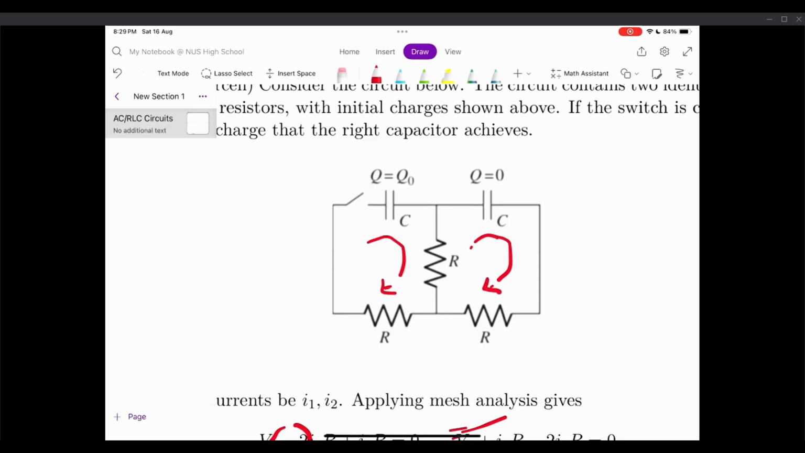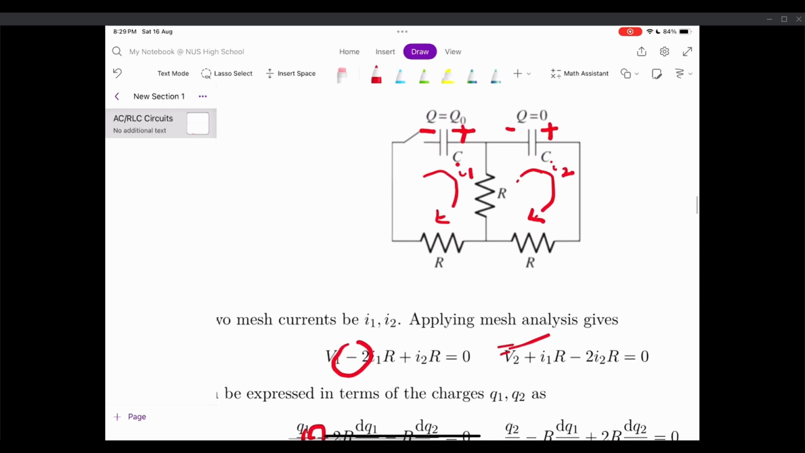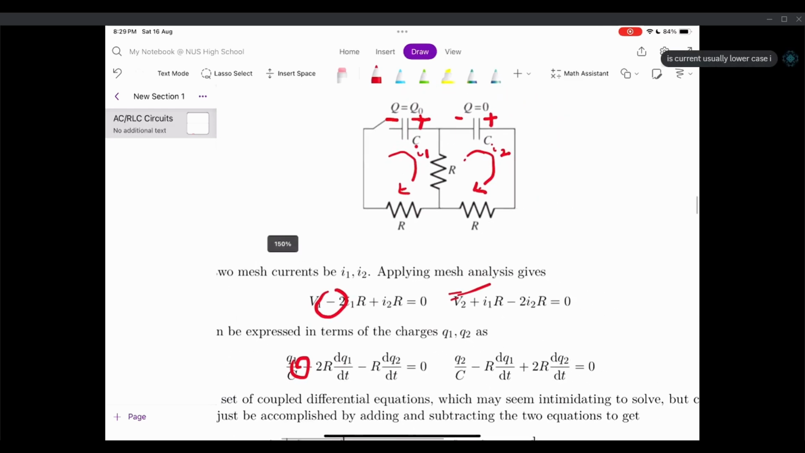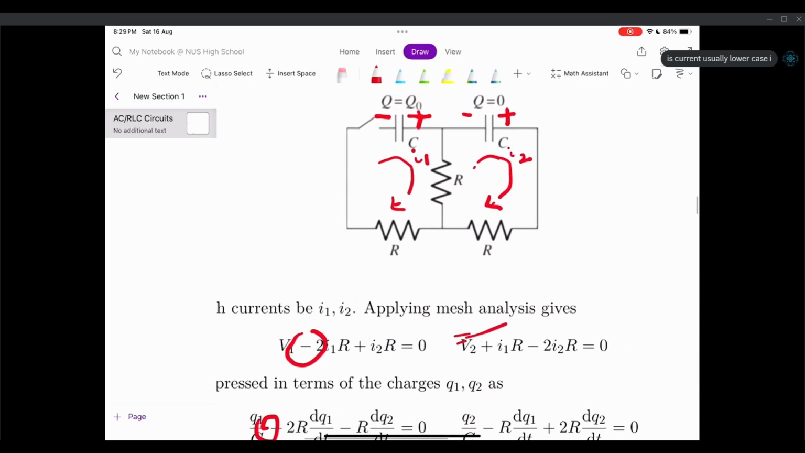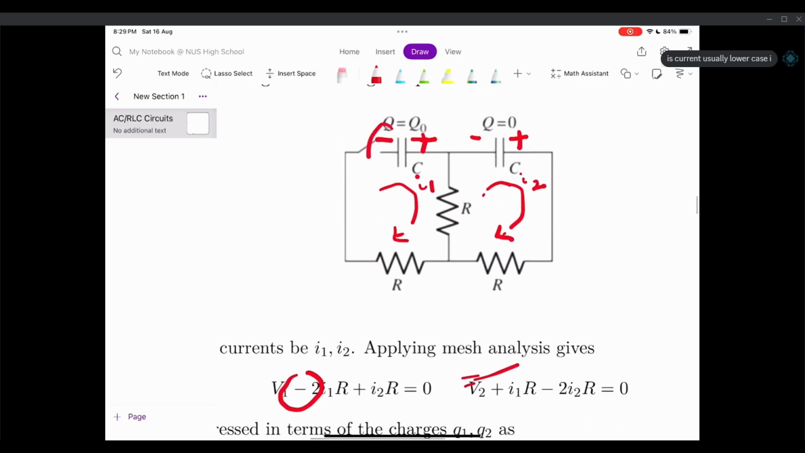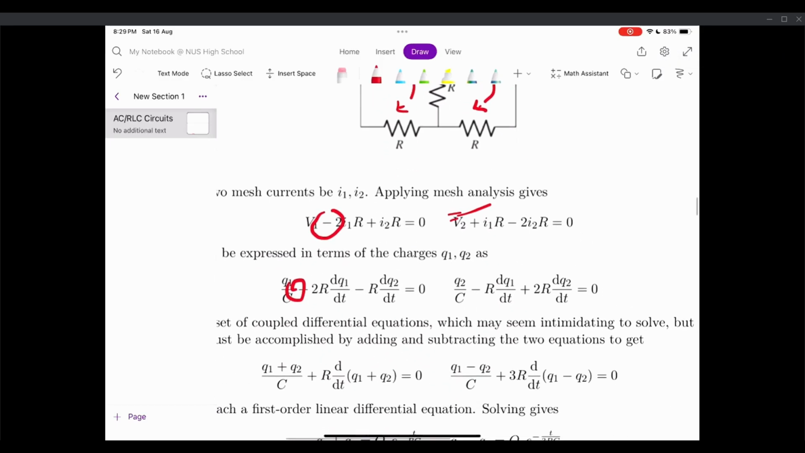For example, if we let the currents be like this, then we let the charges on the capacitors be like this. This is what we've defined for our mesh analysis, because this here is positive. The reason this becomes negative is that when your current is positive, positive charge builds up on this plate, and that decreases your charge. So a positive current corresponds to a negative dq/dt. That's why your signs flip.